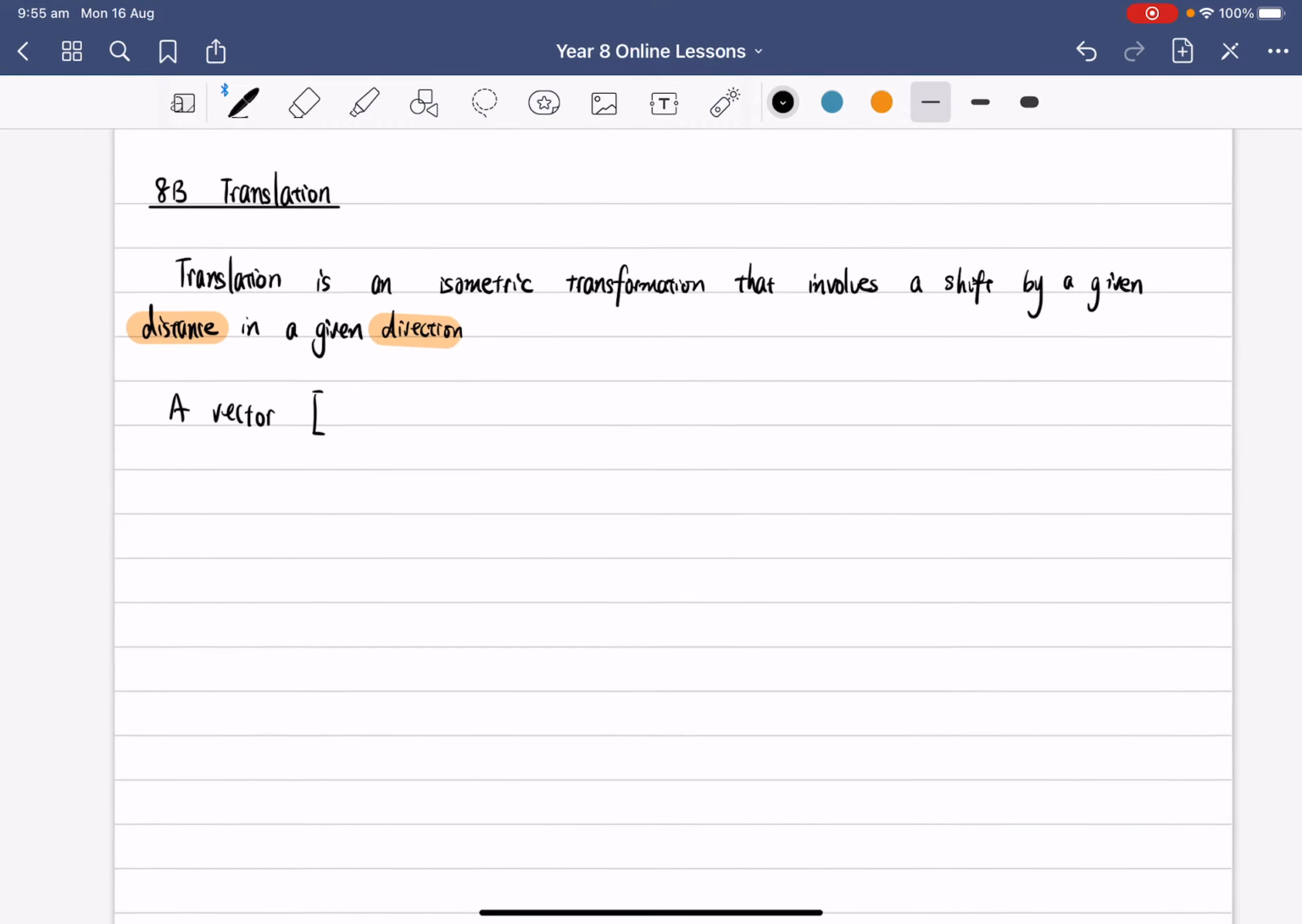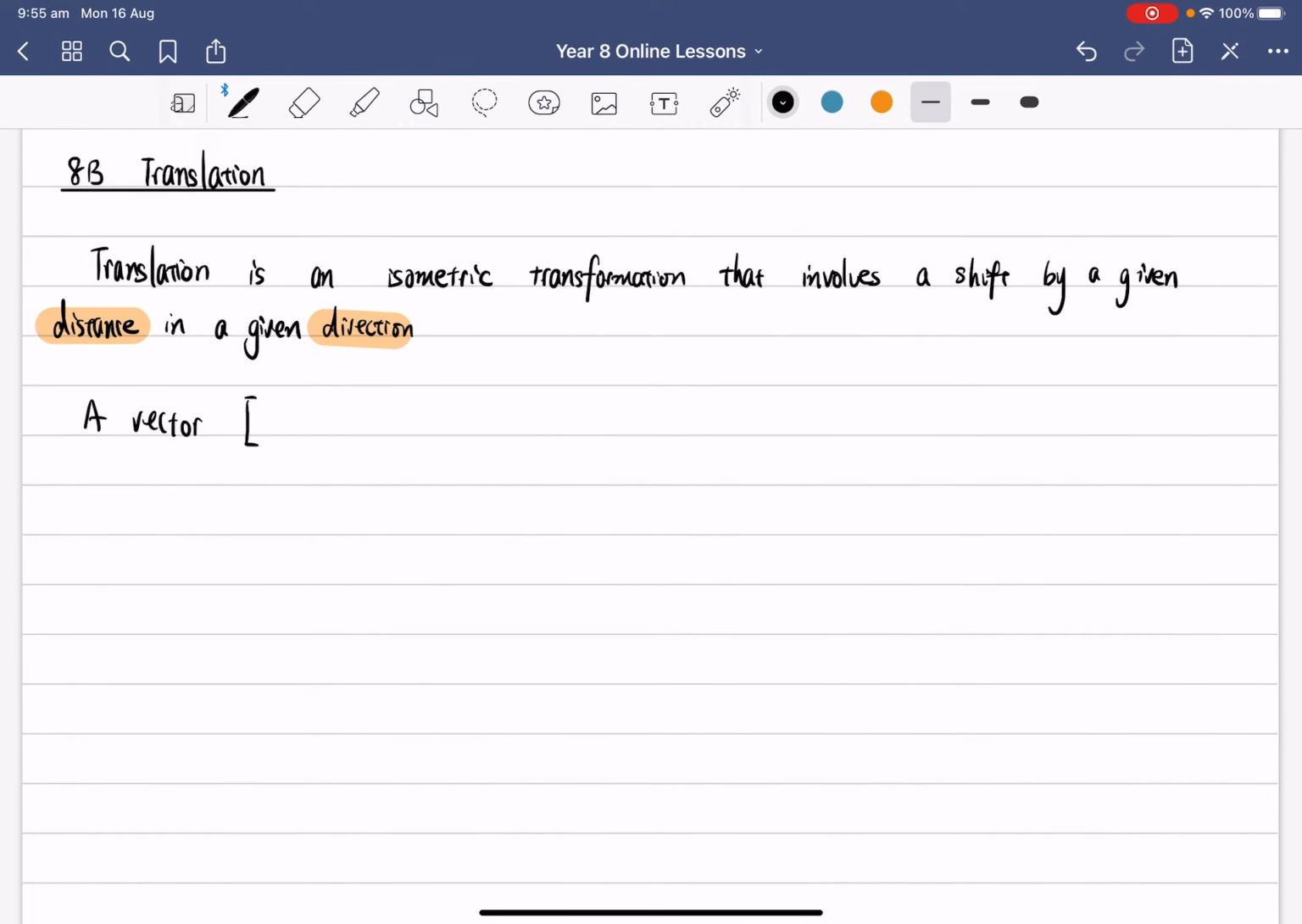So right now at year 8 level, you just need to know there is a vector like a and b like this, and this can be used to describe the distance and also the direction of the transformation. So what does that mean, describing the distance and also the direction of the translation?